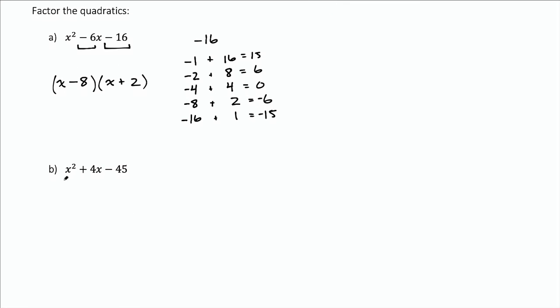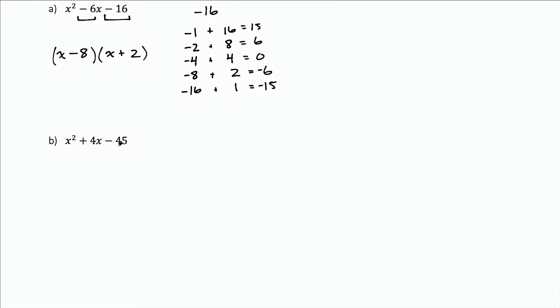Let's do it again for part B. We're looking for two numbers that multiply to be a negative 45 and add to be positive 4. First of all, because we know that we're adding to be a positive 4, when multiplying two numbers to get a negative, we're going to have a positive and a negative. The positive is going to have to be bigger.